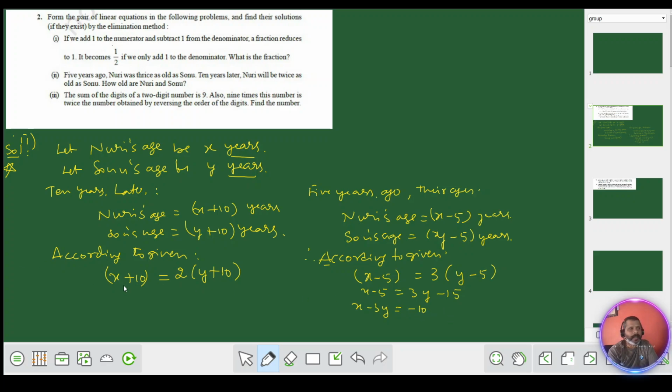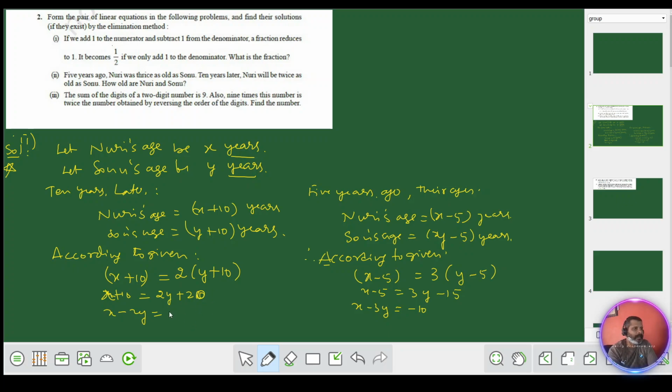Similarly, after 10 years, their ages were twice. That is, Nuri's age was twice as old as Sonu's. So we have constructed the equation, but properly you simplify it. So x plus 10 is equal to 2 into y, 2y, 2 into 10 is 20. I'll take 2y to the left hand side. X minus 2y equal to, sorry, 2 tens are 20.